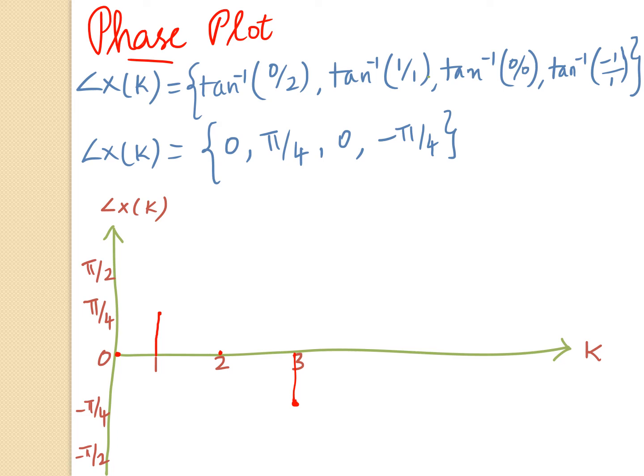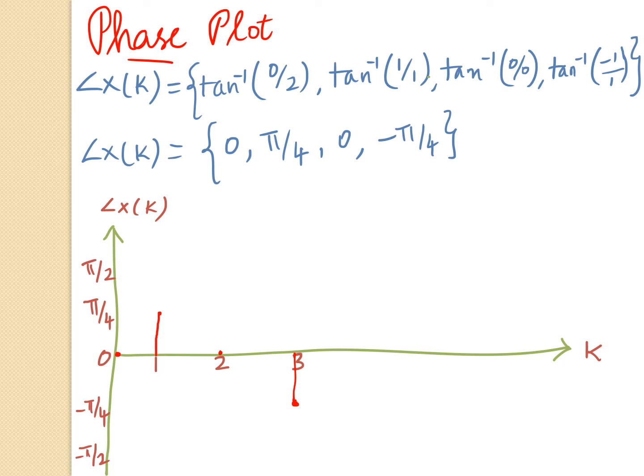So k takes the values from 0 to N minus 1. So 0 to N minus 1 is 3 because our N is equal to 4 here. So k takes the values of 0, 1, 2 and 3. And the angle of X of k takes the values of 0, pi by 4 and pi by 2 along the positive axis, and 0, minus pi by 4 and minus pi by 2 along the negative axis.